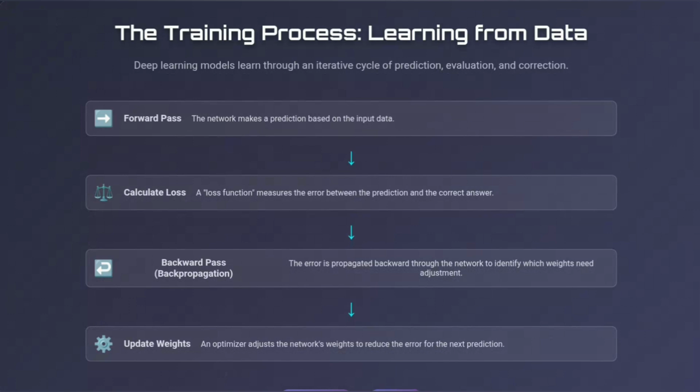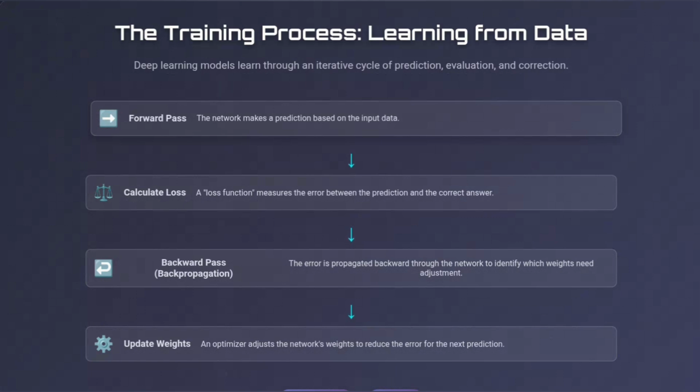Now let's see how these networks actually learn. The training process is like teaching a student, but imagine doing it millions of times per second. The process starts with forward propagation. Data enters the network and flows forward through all the layers to produce a prediction. At this point, the network is just making educated guesses based on its current knowledge.